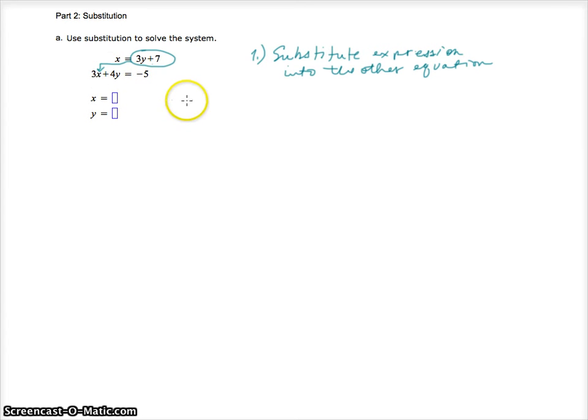So now I have 3 times 3y plus 7 plus 4y equals negative 5. When I distribute this 3, I end up with 9y plus 21 plus 4y equals negative 5. I combine my like terms and I get 13y plus 21 equals negative 5.